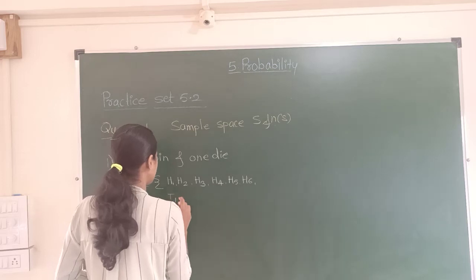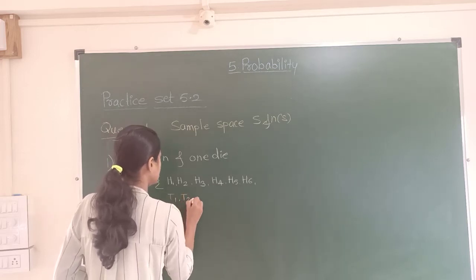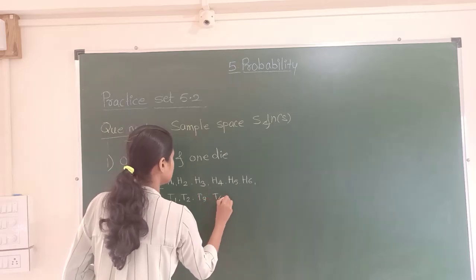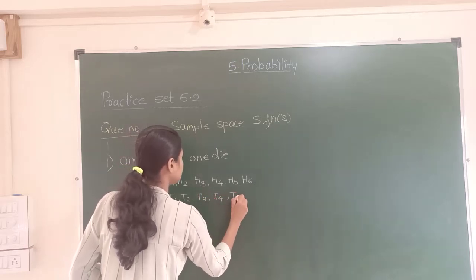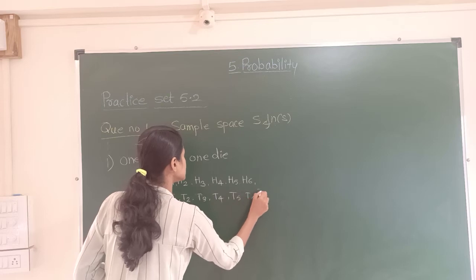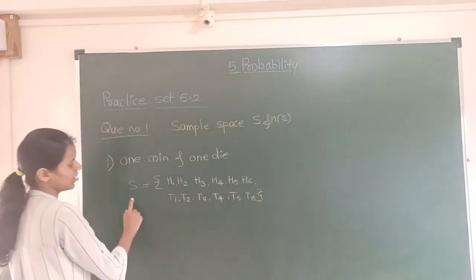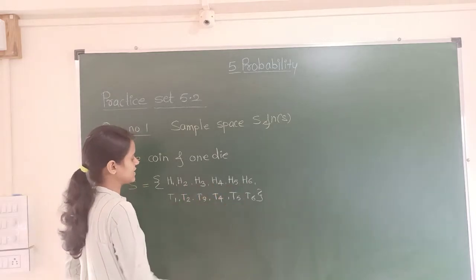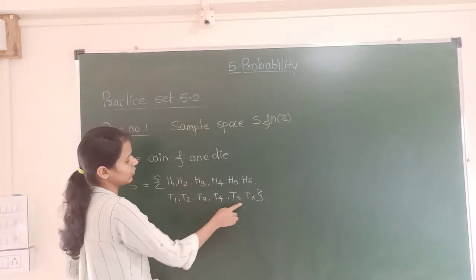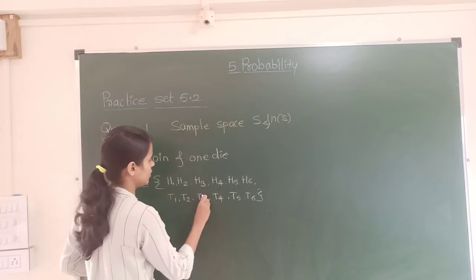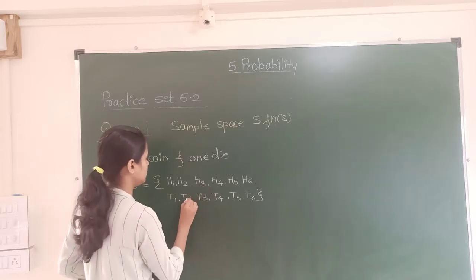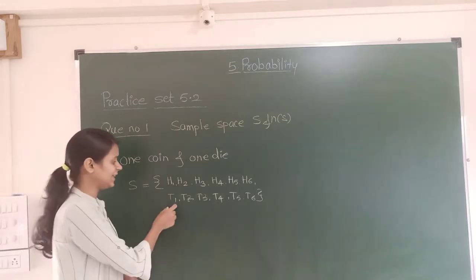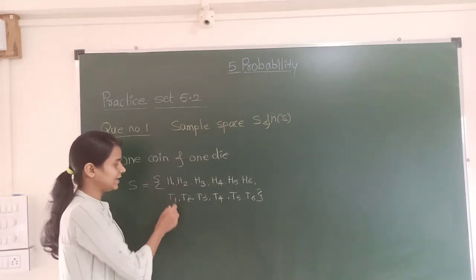So we will write sample space T1, T2, T is the tail, T3, T4, T5, T6. That's it. Okay, so sample space is H1, H2, H3, H4, H5, H6, T1, T2, T3, T4, T5 and T6. Actually you have to write it within curly brackets. Okay, so S is the sample space and H is the head and T is the tail.